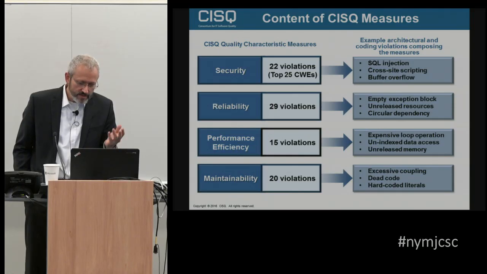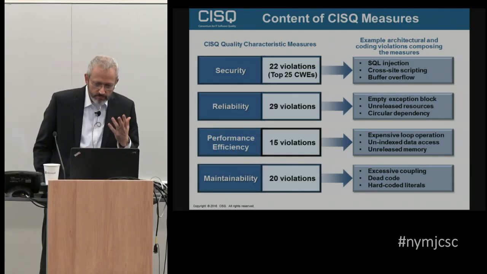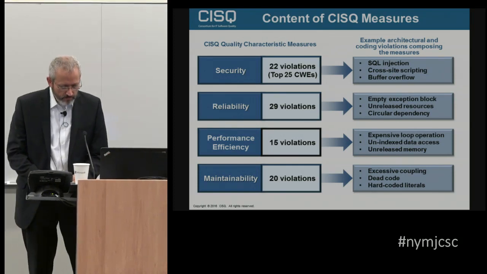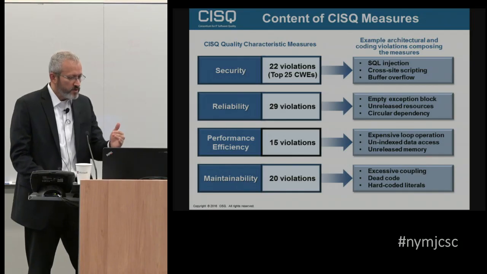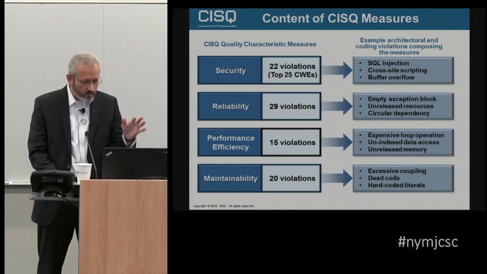And then maintainability: coupling, cohesion, dead code, and naming conventions, things like that. So these are the types of things, and if you go on the CISQ website, for each of these characteristics, all of these are listed out.